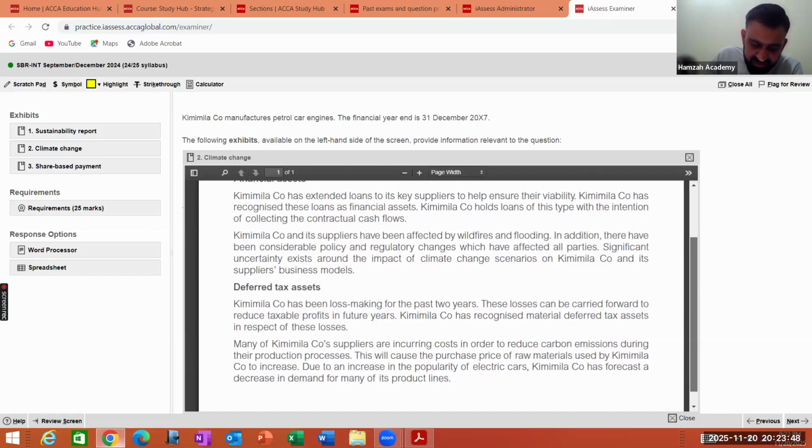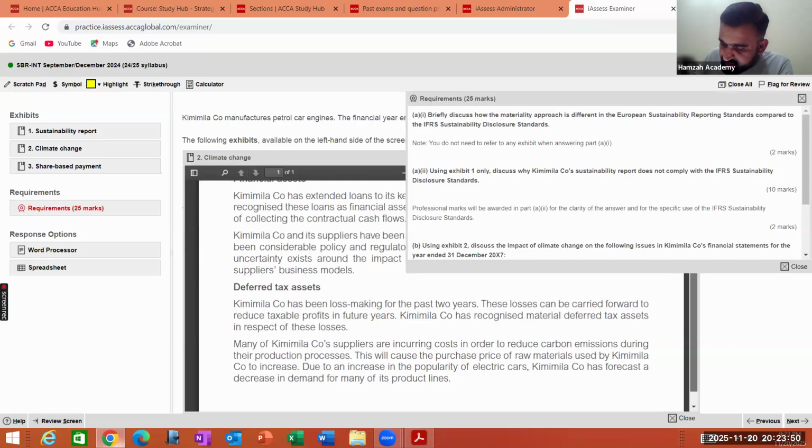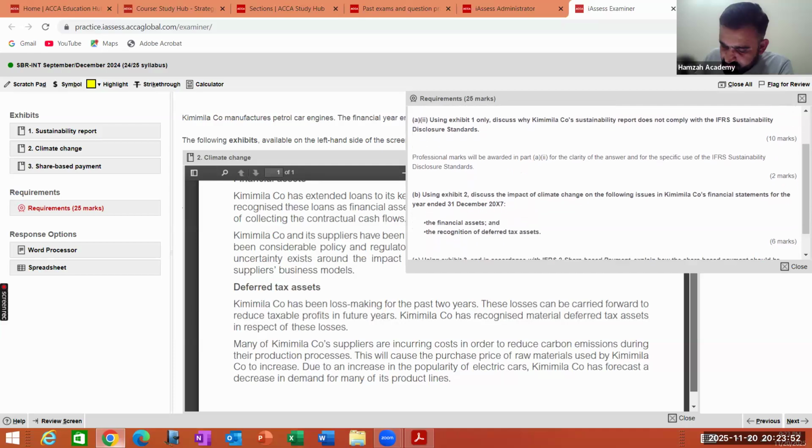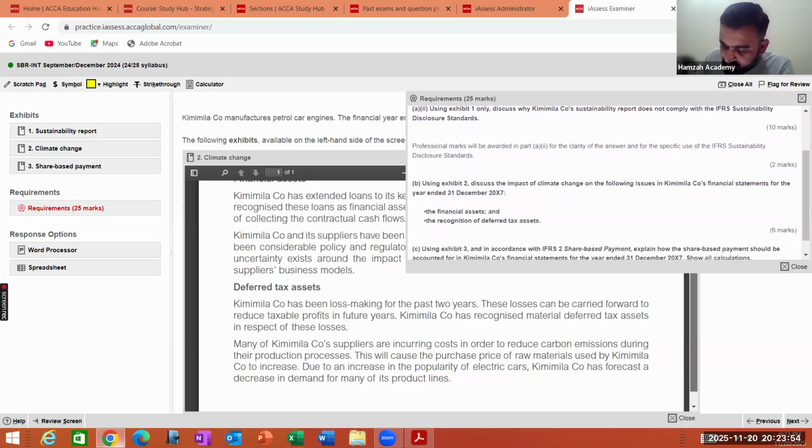The next part of the same requirement is the effect of climate change on the recognition of deferred tax asset.